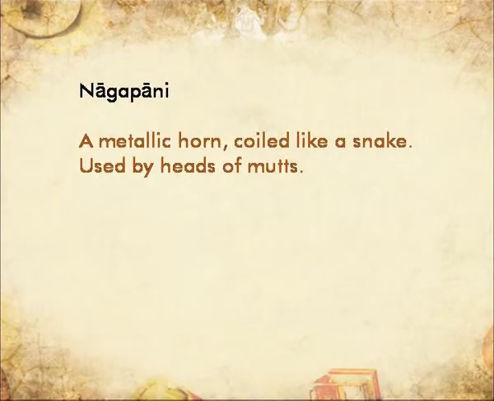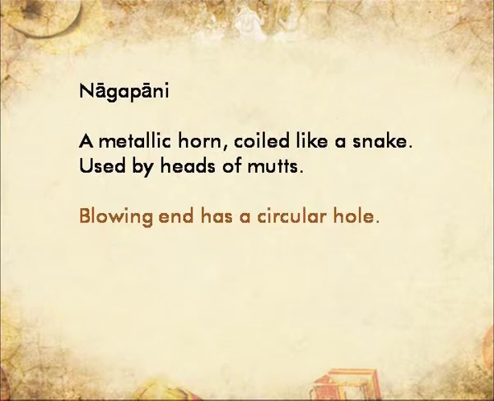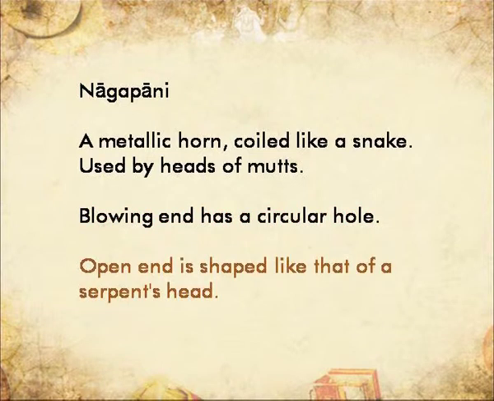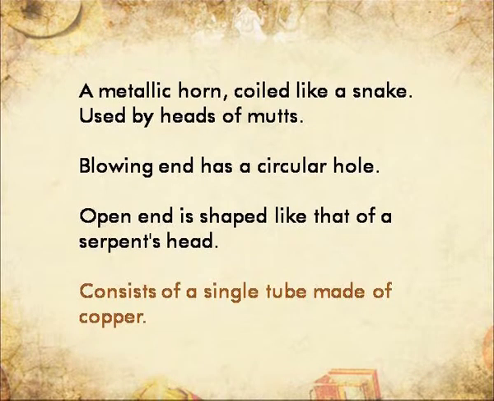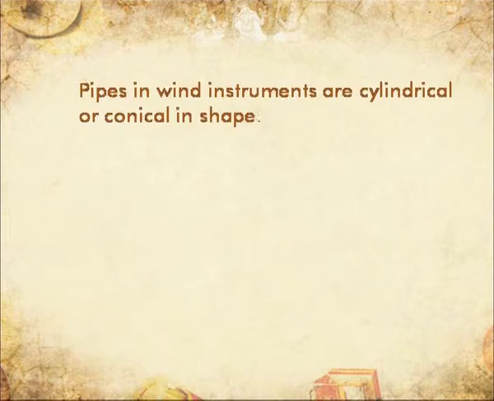Nagapani is a metallic horn, coiled like a snake and used by heads of mutts. The blowing end has a circular hole and the open end is shaped like that of a serpent's head. The entire instrument consists of a single tube and is made of copper.